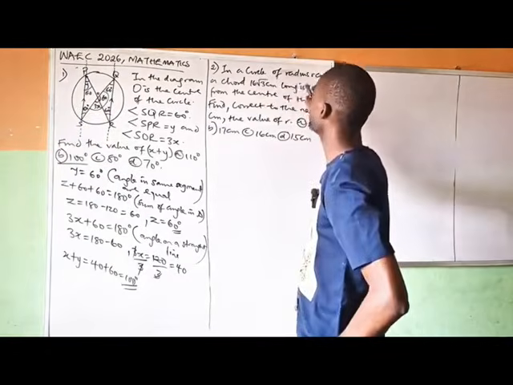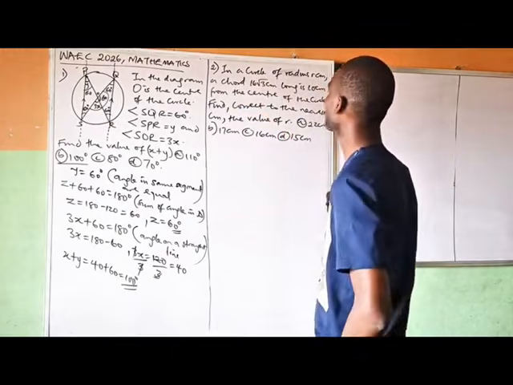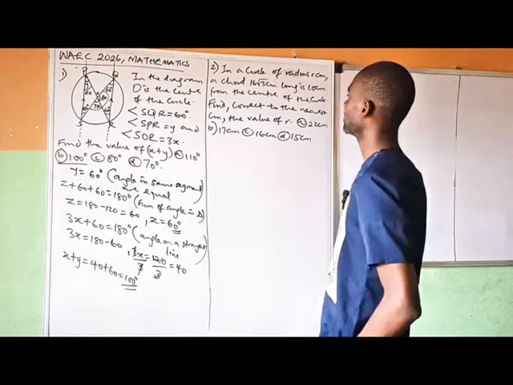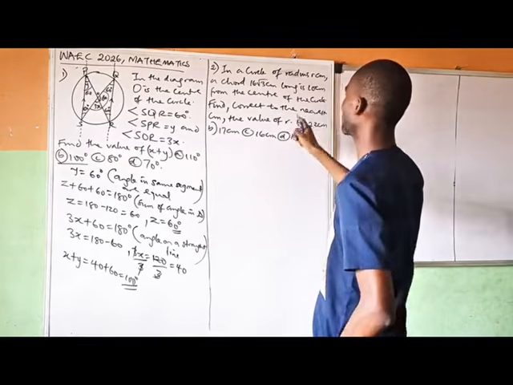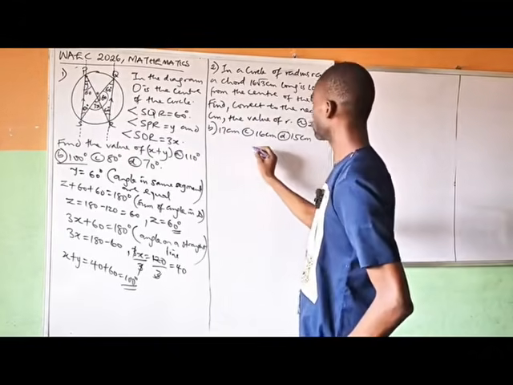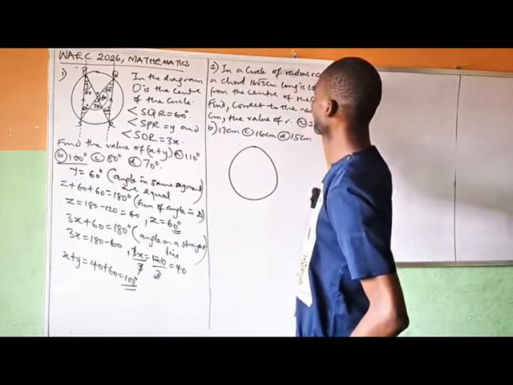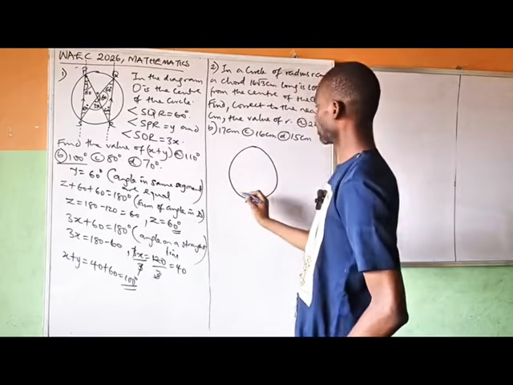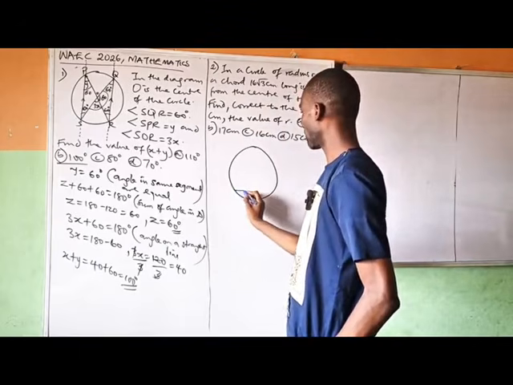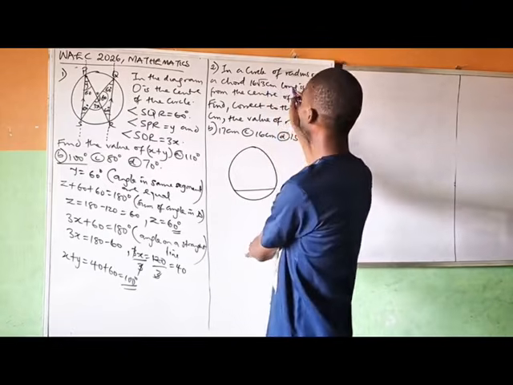A circle of radius r, a chord 16 root 3 centimeters long is 10 centimeters from the center of the circle. Find, correct to the nearest centimeter, the value of r. So what we are going to do is draw the circle. In a circle of radius r, we have to draw a chord as well. So there's a chord 16 root 3 centimeters long.